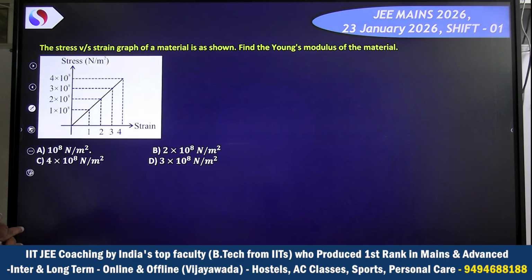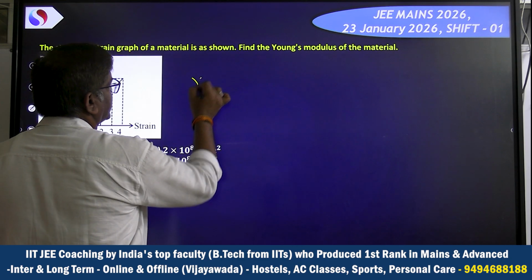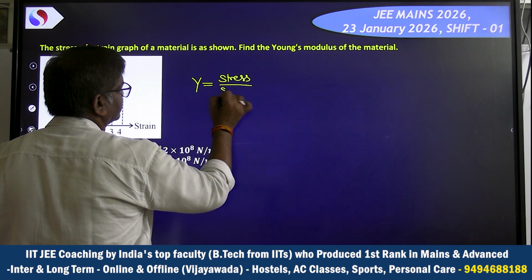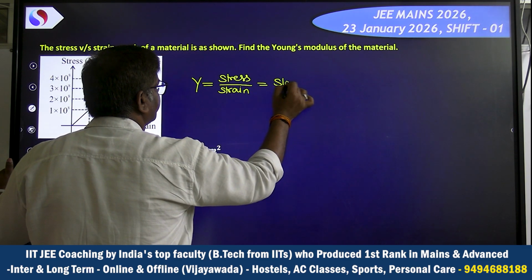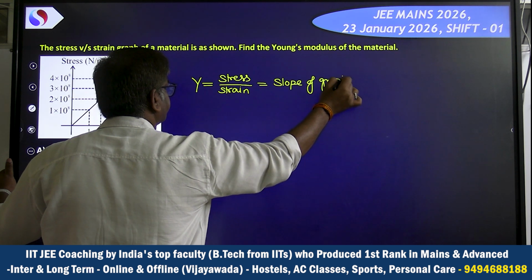The stress and strain graph of a material is shown in the diagram. What is the Young's modulus? So it is stress upon strain. Y is equal to stress upon strain, which is nothing but the slope of this graph, the slope of the stress-strain graph.